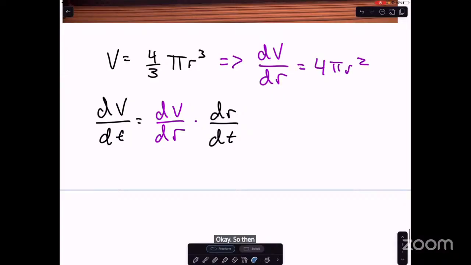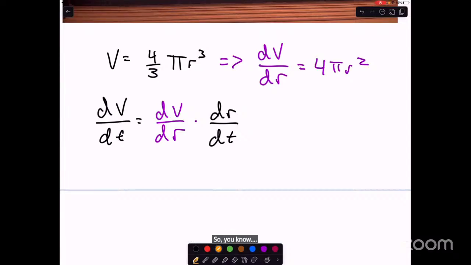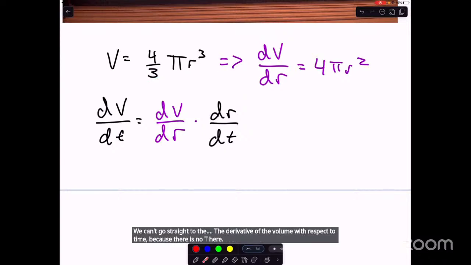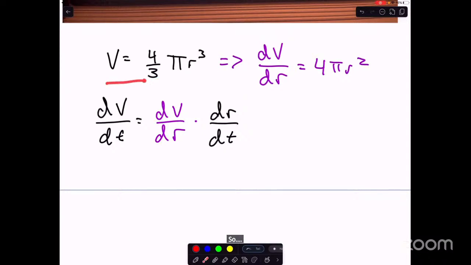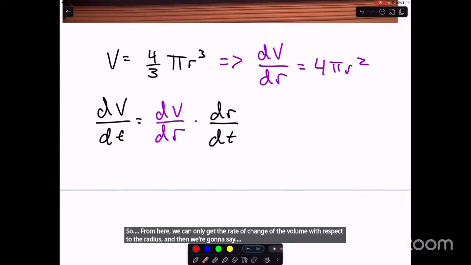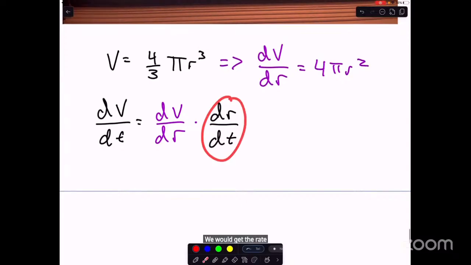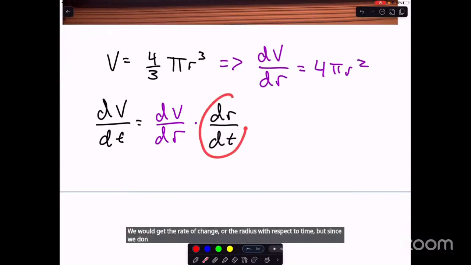So basically what's happening, this is a crude explanation, but this is essentially what it is. Again, we can't go straight to the derivative of the volume with respect to time because there is no t here. From here we can only get the rate of change of the volume with respect to the radius. If we had a function for the radius times time, we would get the rate of change of the radius with respect to time. But since we don't have it, we're just going to leave it like this.